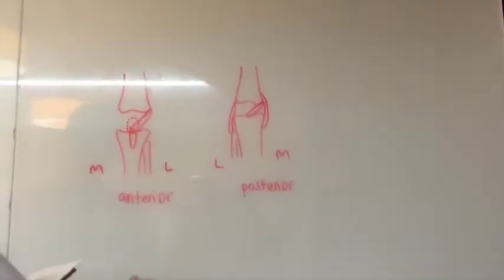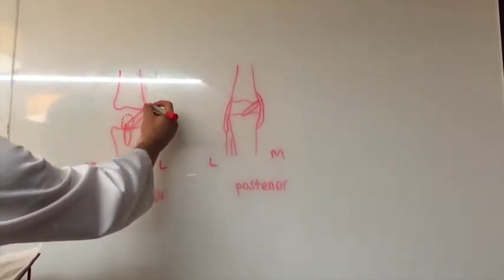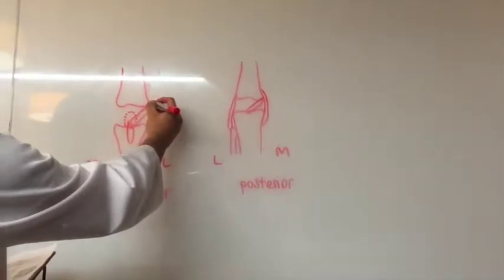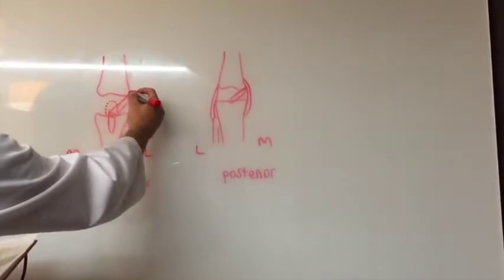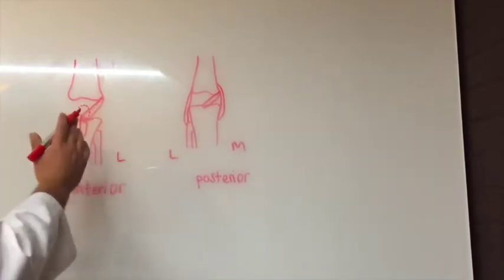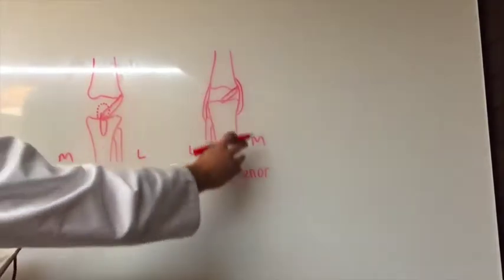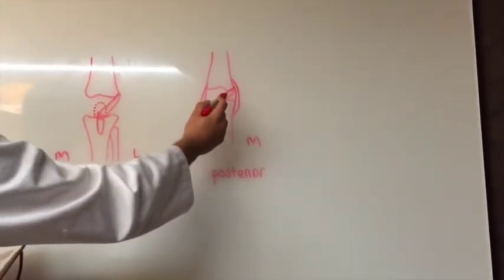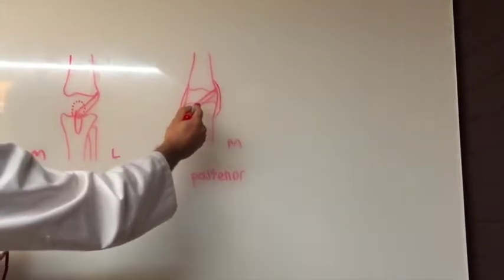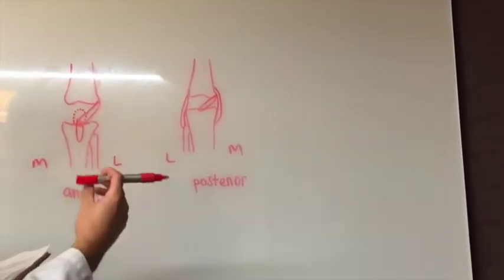So we start with the cruciate ligaments. We've got the anterior side here with the lateral on the right and medial on the left. The anterior cruciate ligament attaches to the lateral condyle of the femur and to the intercondylar eminence of the tibia on the anterior side. This prevents the femur from rocking backwards onto the tibia. On the posterior side we have the posterior cruciate ligament attaching to the medial condyle of the femur and inserting into the intercondylar eminence of the tibia on the posterior side.